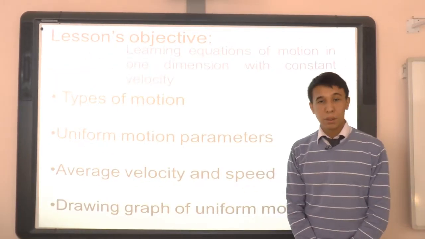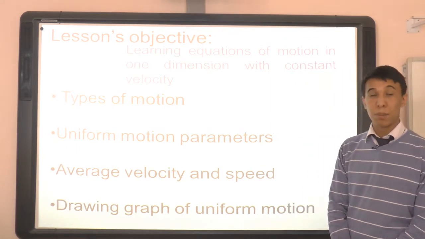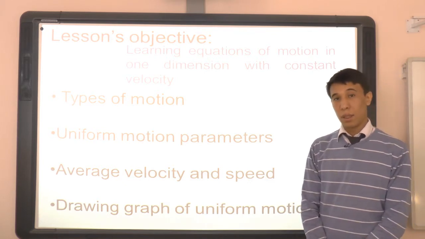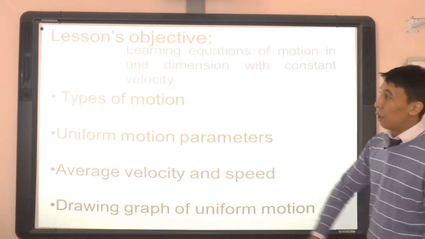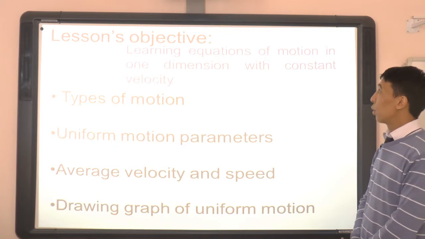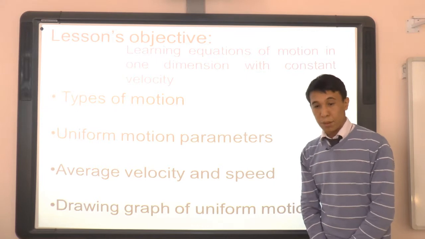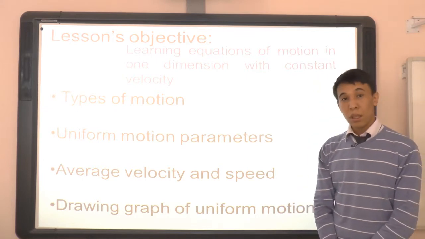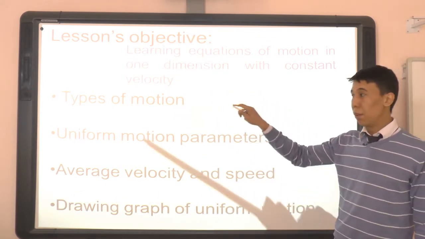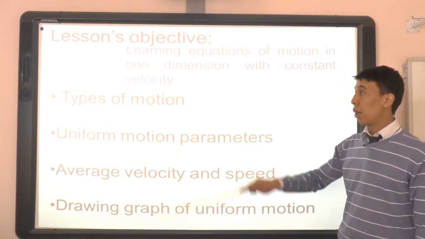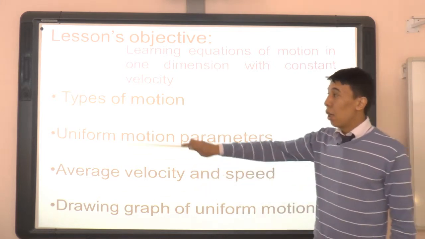So students, we checked your homework and reviewed some topics from the previous lesson, and now let's start our lesson. As you can see, our today's lesson objective is learning the equation of motion in one dimension with constant velocity. And guys, before saying our topic, I would like to divide this objective into 4 parts to achieve this objective.